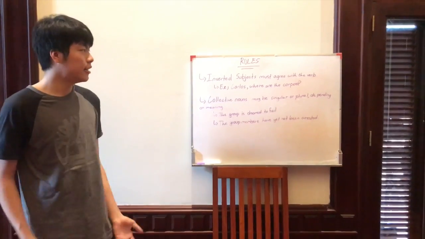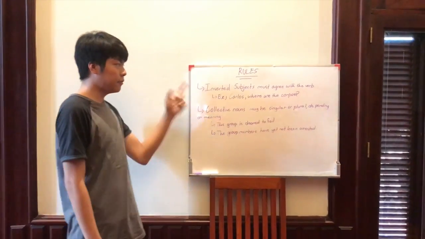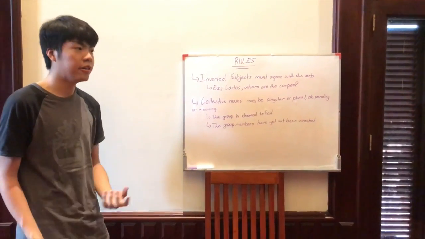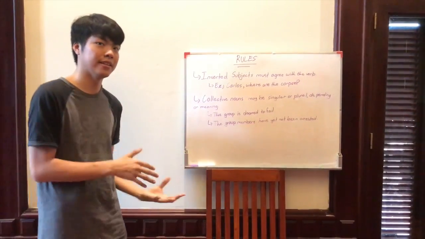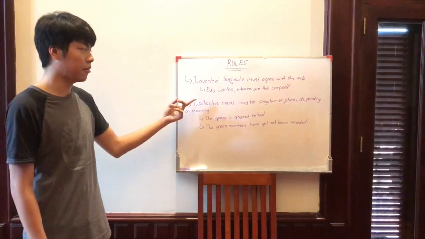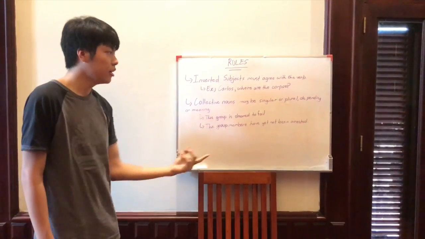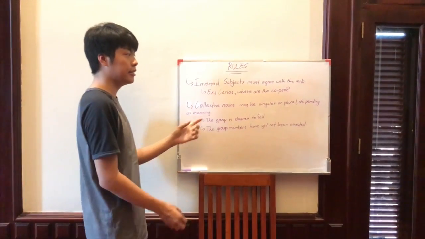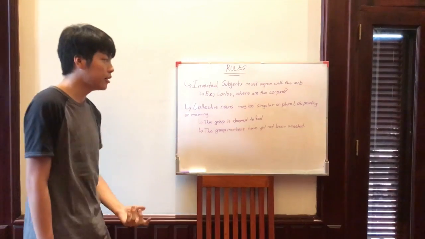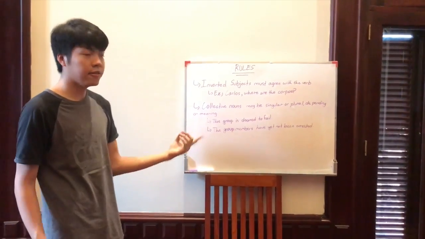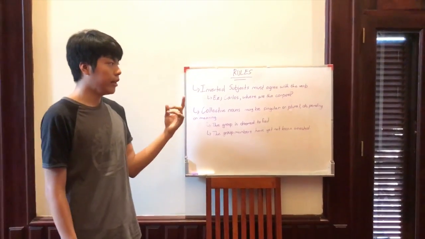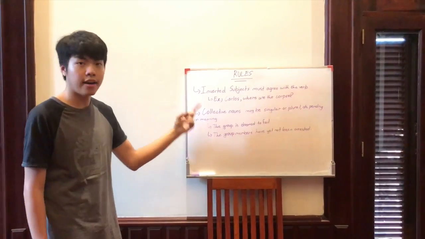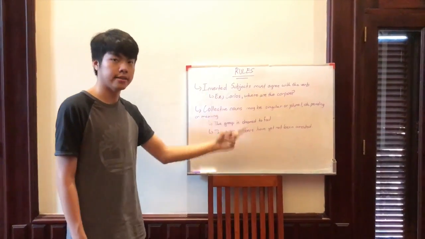You know the rule. So as you could see, inverted subjects must agree with the verb, meaning the original subjects. It's just inverted. So let us look at the example. Carlos, where are the corpses? You could see that the subject, corpses, is inverted. It is at the end of the sentence. But as you may know, it still follows the rule that when the subject is plural, the verb must be plural, which means we use are in this sentence.